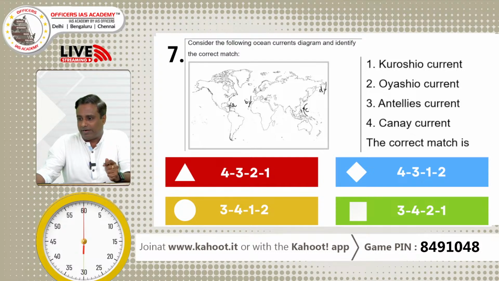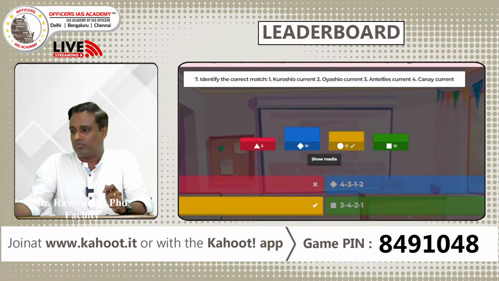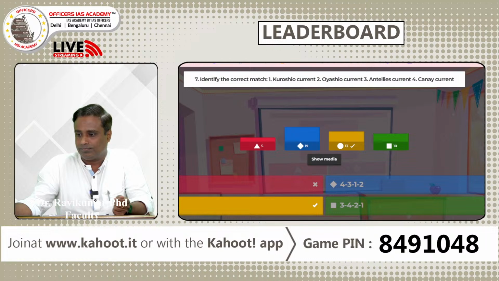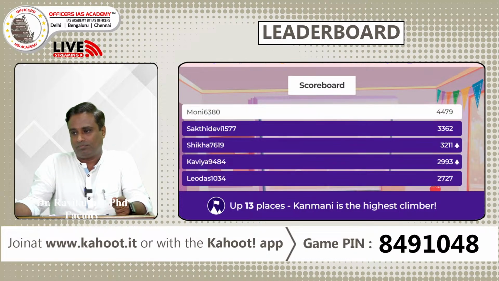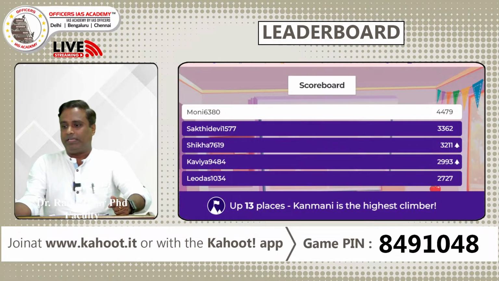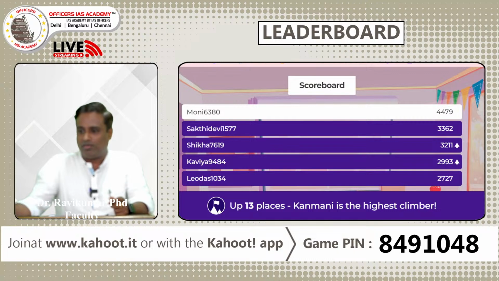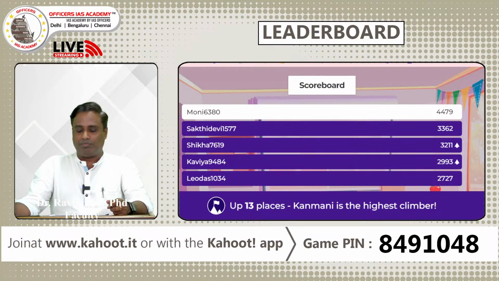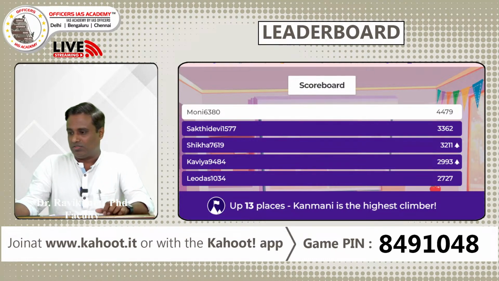13 members have given right answers. That's good. Now we go to the leaderboard. Moni retained the spot, number 1, Sakti Devi number 2, Shaika number 3, Kavya number 4, and Leodas number 5. And Kanmani as the highest climber has climbed 13 places from the previous spot. That's fine. Seeing good competition going on among the people. Well done. Now we move on to question number 8.